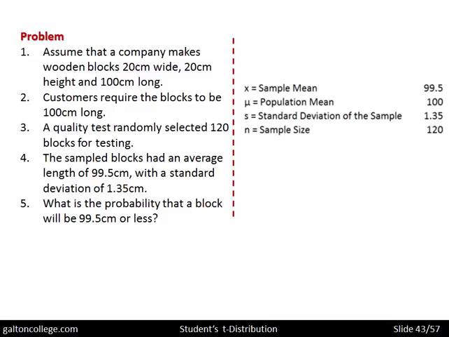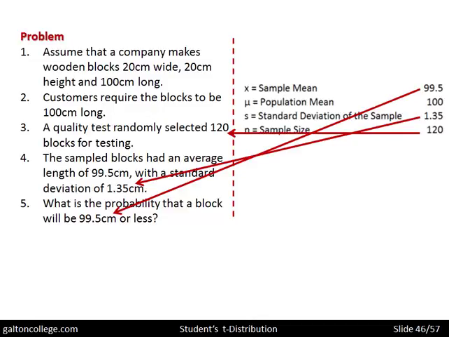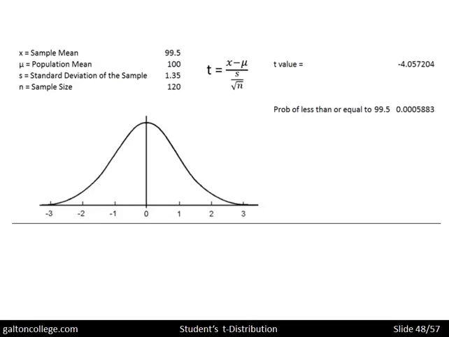So if we pose it in a way that we can fit into our formula, we have x, mu is the population mean, s the standard deviation of the sample, and n the sample size. So the quality test was based on 120 blocks for testing. You can see how these fit together just simply by matching them up. Now if we go to our calculation here, and here's our formula again, and this time we fit those figures in there, then we get a t value of minus 4.05 or minus 4.06.